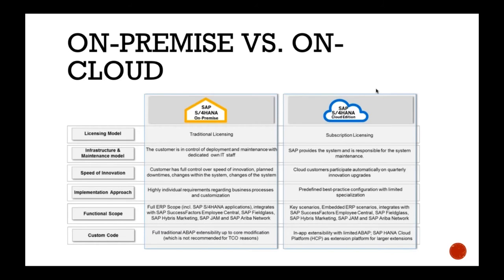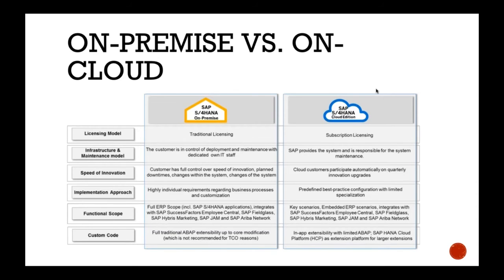Coming to the third point, speed of innovation. As I told you, what is innovation? Every time SAP is coming up with new versions. So in case of on-premise, again, customer will decide whether the innovation is required or not. Customer will decide whether they want to go for the new version or not. If they go for new version, again, they have to have some downtimes. They have to dedicate a team, the effort, the amount, okay, which is cost for the customers.